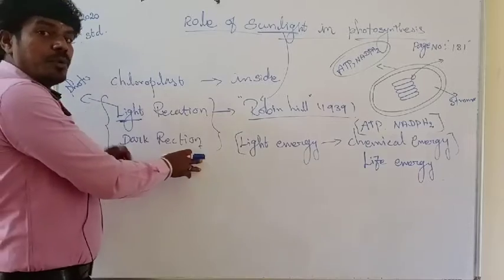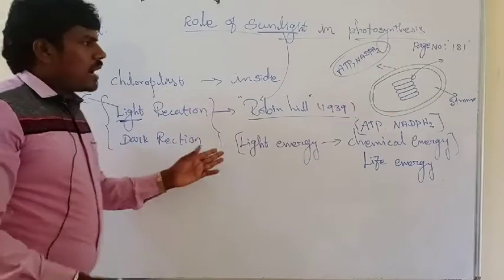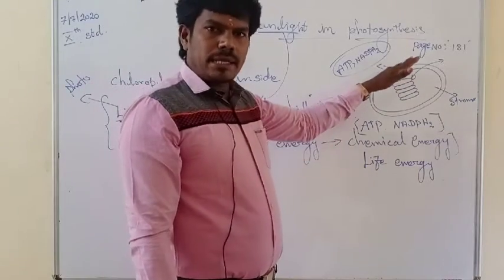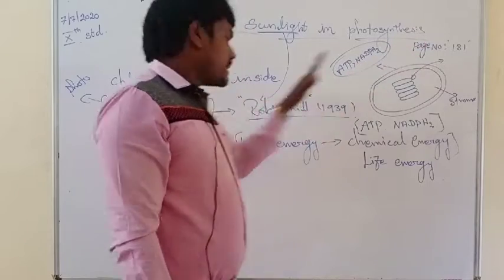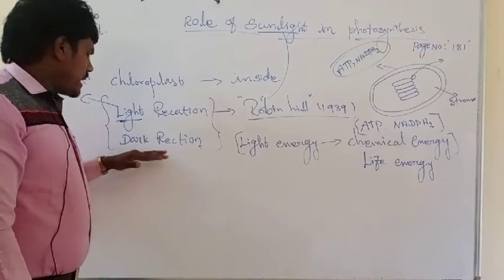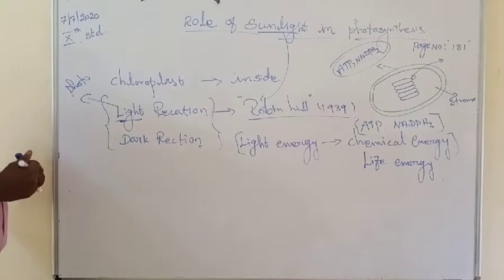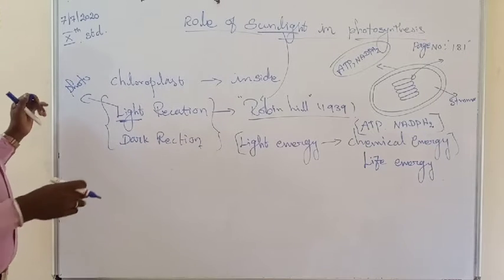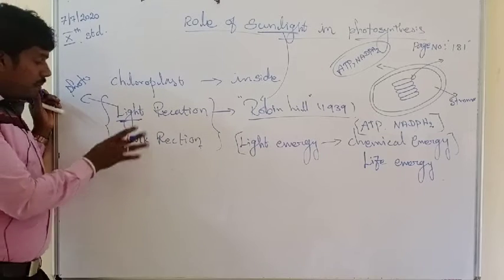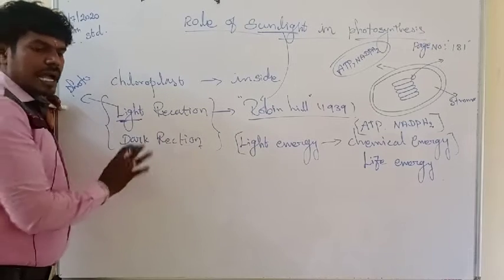So here we cannot produce chemical substance. The product was already produced from the light energy, and that product is utilized here. That reaction is called the dark reaction. The first to find out the dark reaction was Calvin.